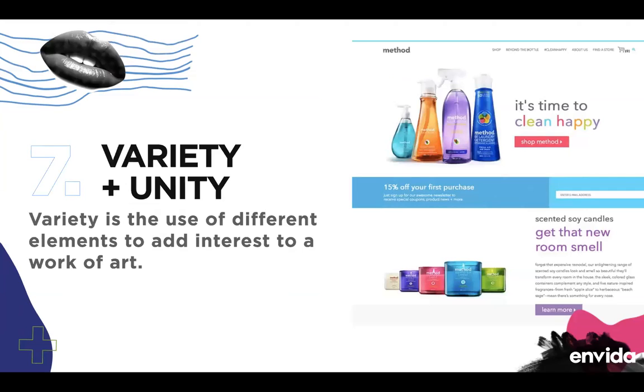Next, we're going to talk about variety and unity. So variety is the use of different elements to add interest to a work of art. It refers to how well the elements of design work together. For example, on the right, the design uses all the primary colors, but at the same contrast, keeping it balanced with the white space. And with the image on the left, you can see the copy on the right balancing the overall design.